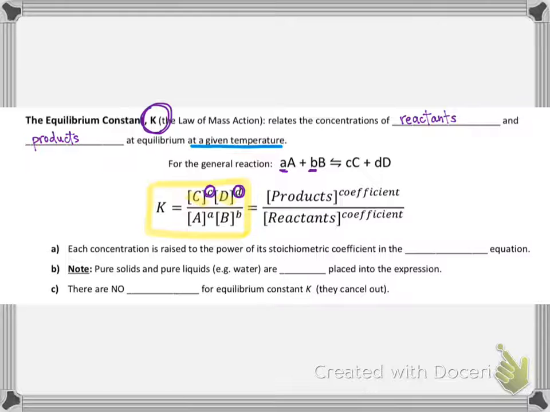And then you do the same thing on the bottom, but on the bottom, of course, are your reactants. For each reactant, you're also raising it to the power of its stoichiometric coefficient. Of course, the only way to do this is to have a balanced equation. It is very important to note that pure solids and pure liquids, basically anything with a little (s) or (l) next to it, are not included in an equilibrium constant expression. And good news, there are no units on the equilibrium constant K.